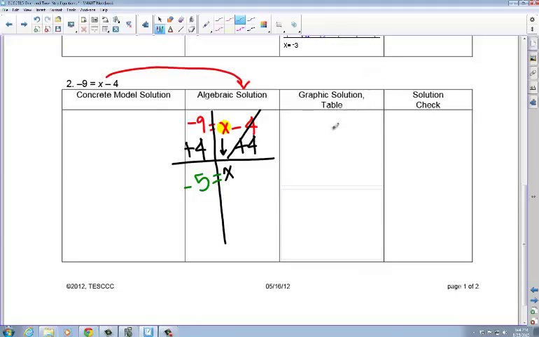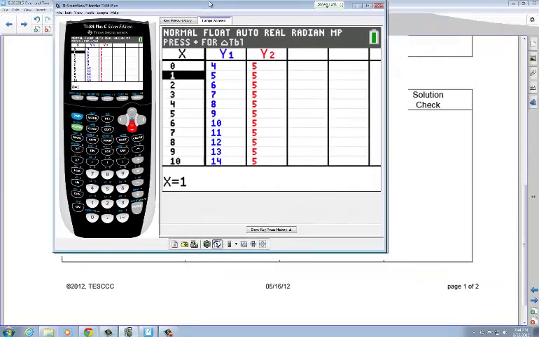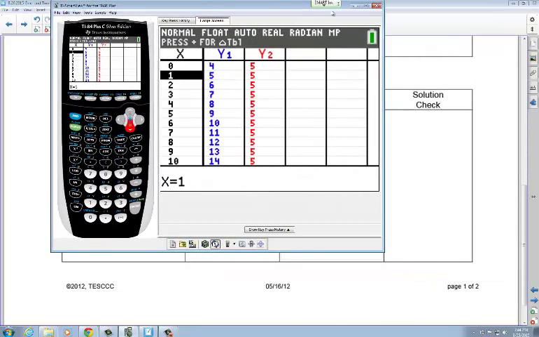Now we'll take our calculator and we'll work on the graphic solution and the table. When we use our calculator, just a reminder, the left side is y1 and the right side is y2. So let's pull the calculator over. I'm going to clear it.